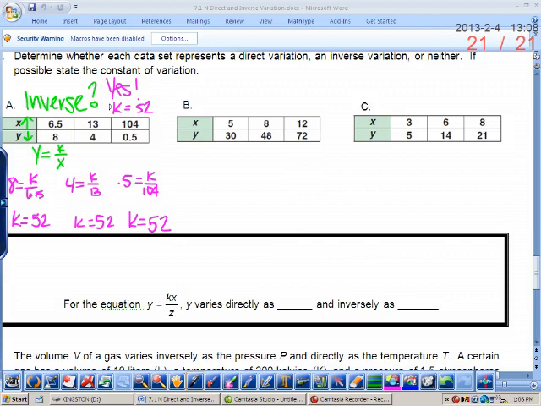All right, look at B. As your X values go up, what do your Y values do? Go up. So what are you checking? Direct. All right, go ahead and work B and C.